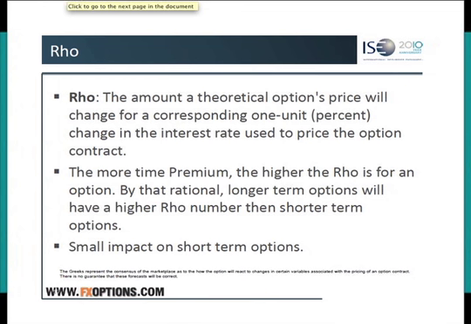Rho. All right, this is the very last one, and then we'll close it off. Rho is the amount an option's theoretical price will change for a corresponding 1 unit or percent change in the interest rate used to price an option. The more time premium, the higher the Rho is for an option. This is another one of these very small impacts. Rho has a small impact on shorter term options.